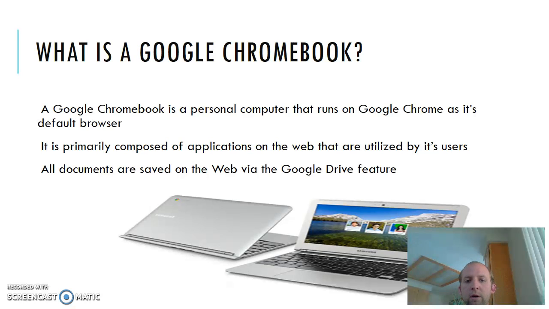A Google Chromebook is a very personal computer that runs on Google Chrome as its default browser. It's mainly composed of applications on the web that are used by its users. All the documents on the web are saved automatically via the Google Drive feature.